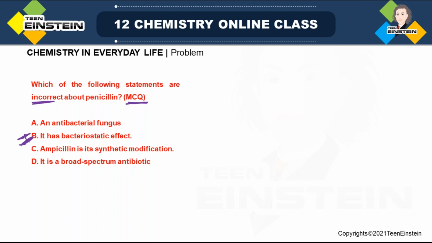Then, ampicillin is its synthetic modification. This is obviously true. Remember, keeping the basic structure the same, there is some difference. So this is as if a derivative of penicillin. So this statement is also correct, but we have to find the incorrect one. Then D, it is a broad spectrum antibiotic, but actually it is narrow spectrum, not broad. So this is also incorrect. So both these options we have to choose. Okay. So the first option is correct, antibacterial fungus. Then ampicillin is its synthetic modification. These two are correct. B and D are not correct. So that is why these two are the correct options.